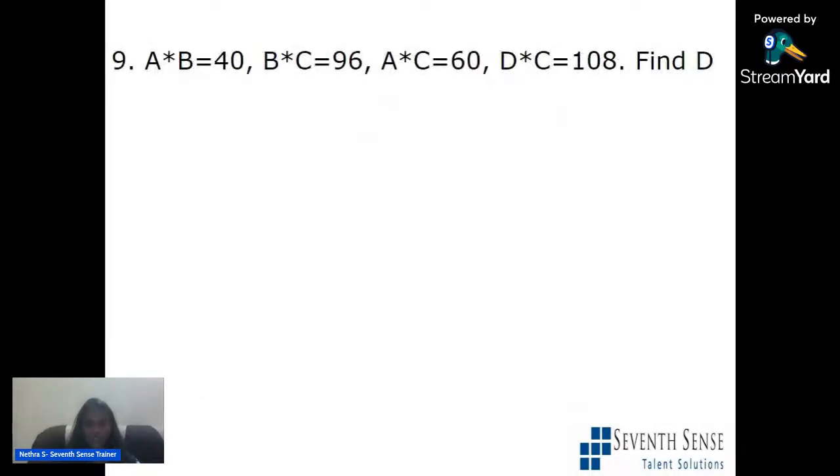Here is your ninth question, encoding and decoding topic: A into B is equal to 40, B into C is equal to 96, and A into C is 60, D into C is 108. So here you have to find out D. So here are your options. Option A 9, option B 36, option C 54, option D 27. Just read the question once or twice, you will understand the logic. Read it carefully, understand it, and answer it.